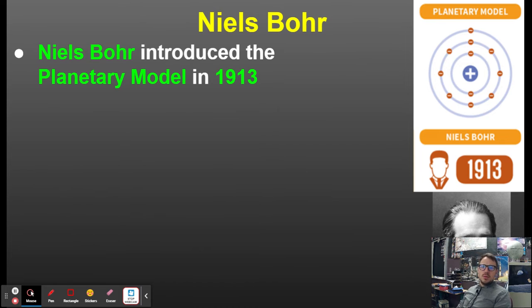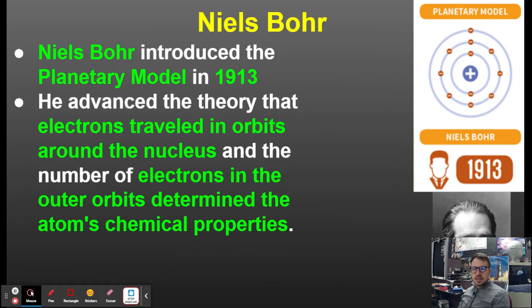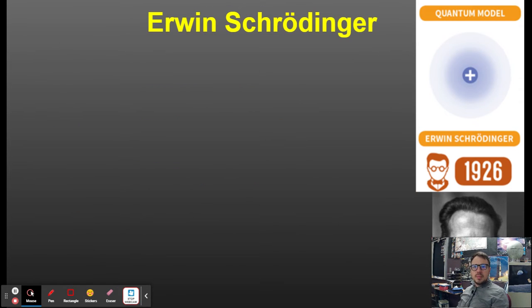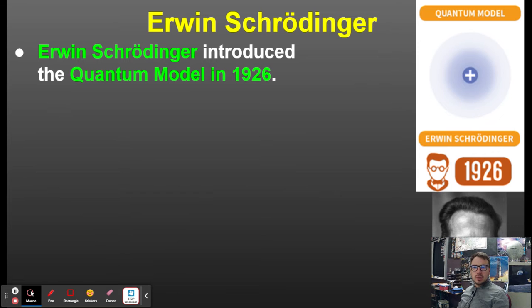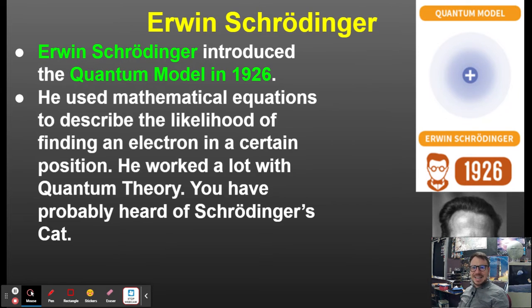All right, so then we move on to Niels Bohr. Niels Bohr introduced the planetary model in 1913, and he advanced the theory that electrons traveled in orbits around the nucleus, and the number of electrons in the outer orbitals determines the atom's chemical properties. So now we're getting into chemistry here. He was looking at the outside of it, and he knew that the electrons go into these orbitals. Then we get to Erwin Schrödinger, and he introduced the quantum model in 1926.